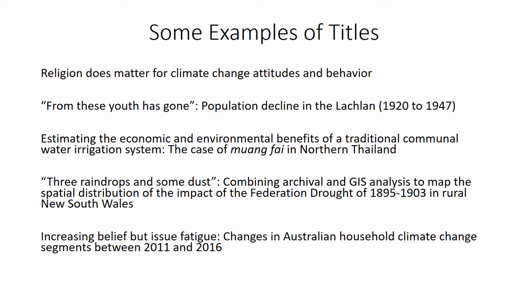The second one, "From These Youth Has Gone: Population decline in the Lachlan 1920 to 1947." So this is a paper that shows that young people were leaving a rural area called the Lachlan, and that was the large proportion of the population decline. The title "From These Youth Has Gone" was in a newspaper article in the mid-1940s, and it just summarized really what the paper that we were writing was about.